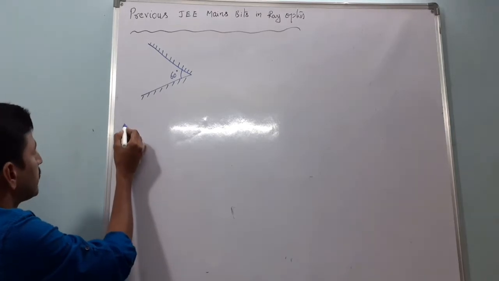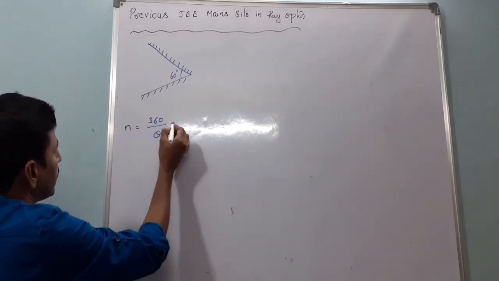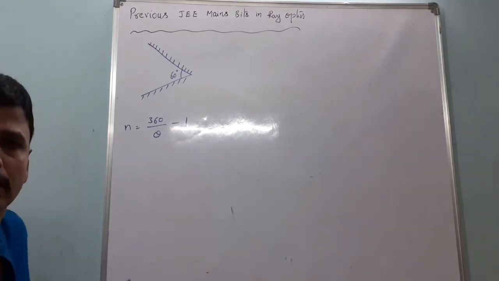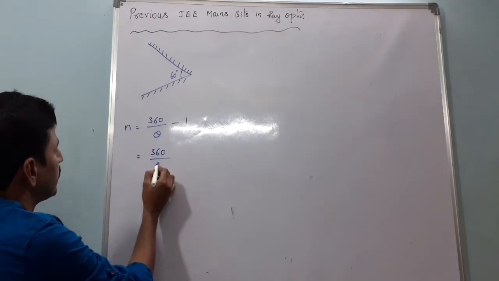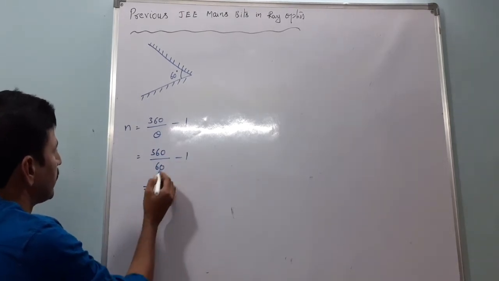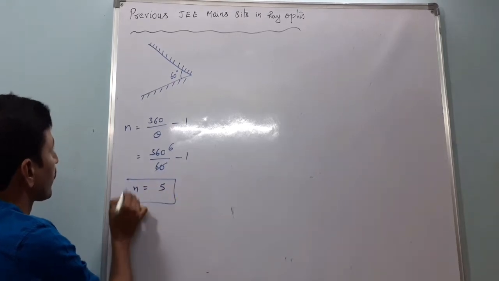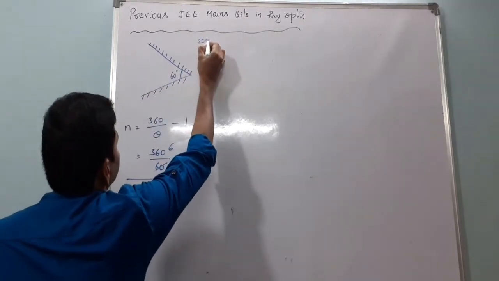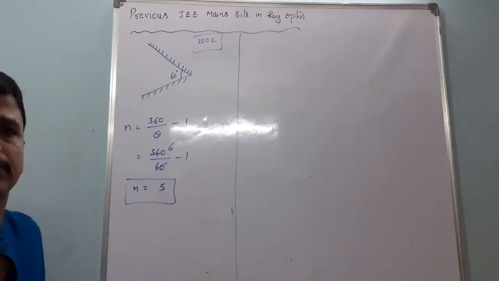The formula is number of images n is equals to 360 by theta minus 1. Here theta means 60 degrees, that is 360 by 60 minus 1, that the answer is 5. This question is 2002. Understand?